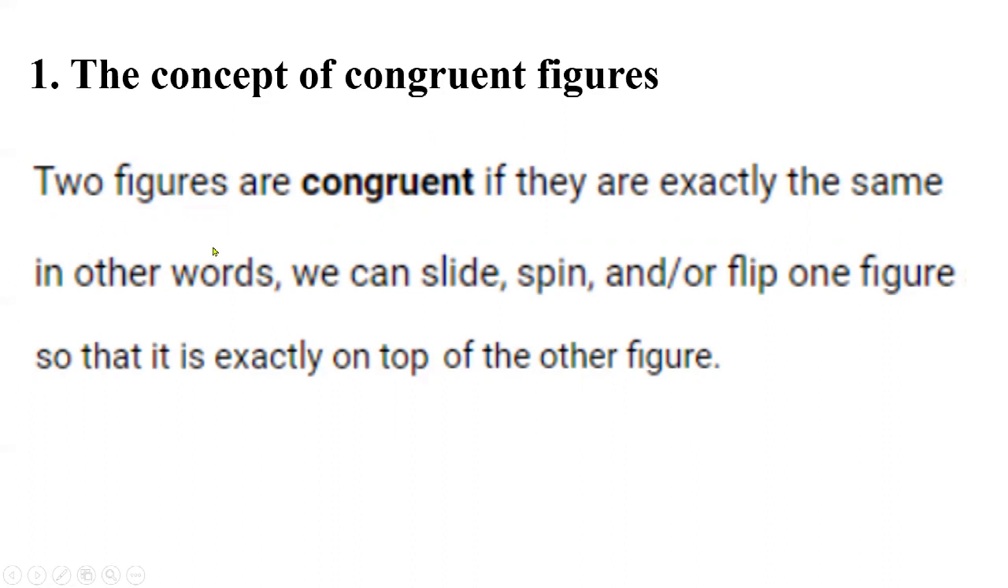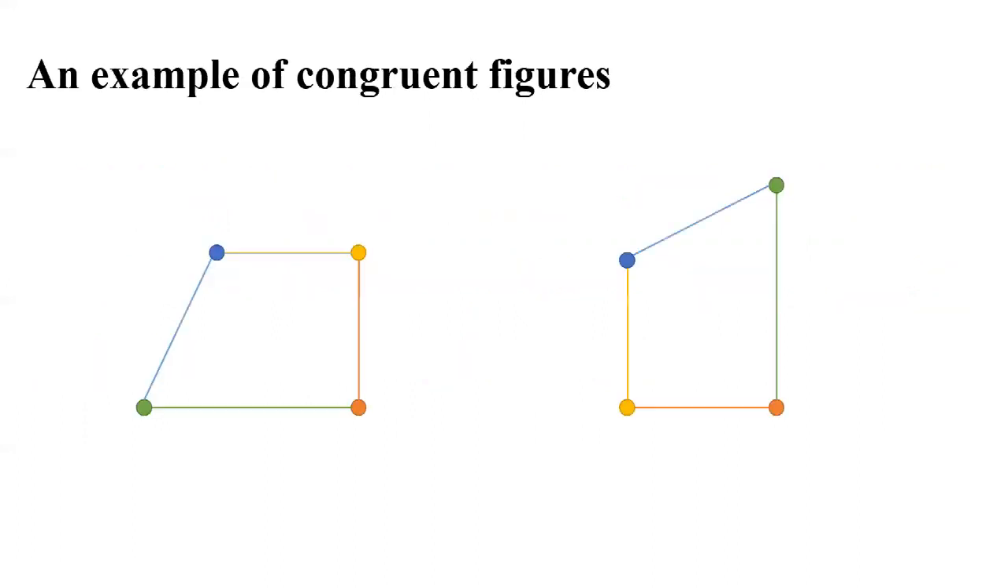Okay, two figures are congruent if they are exactly the same. In other words, we can slide, spin, and or flip one figure so that it is exactly on top of the other figure. Okay, so this is basically an intuitive concept of the congruent figures. So let's see a concrete example.